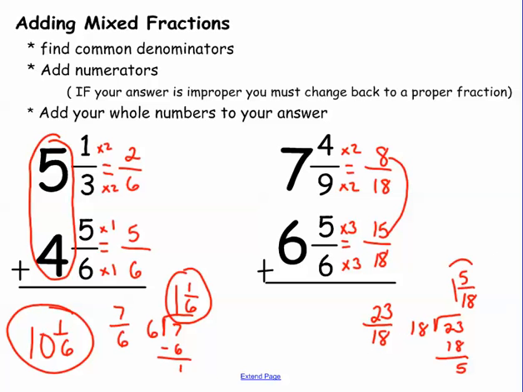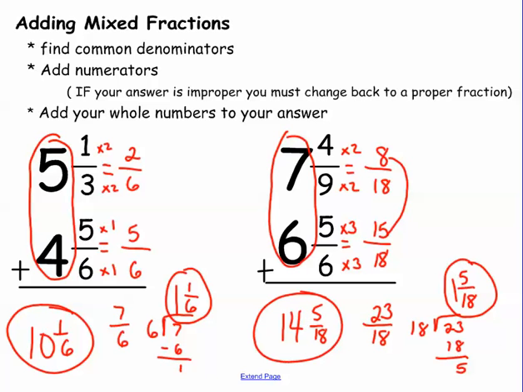So now I'm going to add this mixed number to my other whole numbers. So 7 plus 6 is 13, plus 1 is 14, and 5/18. That's my answer. Okay, so adding fractions, not too much of a big deal. You just have to wait till the very end to add your whole numbers.